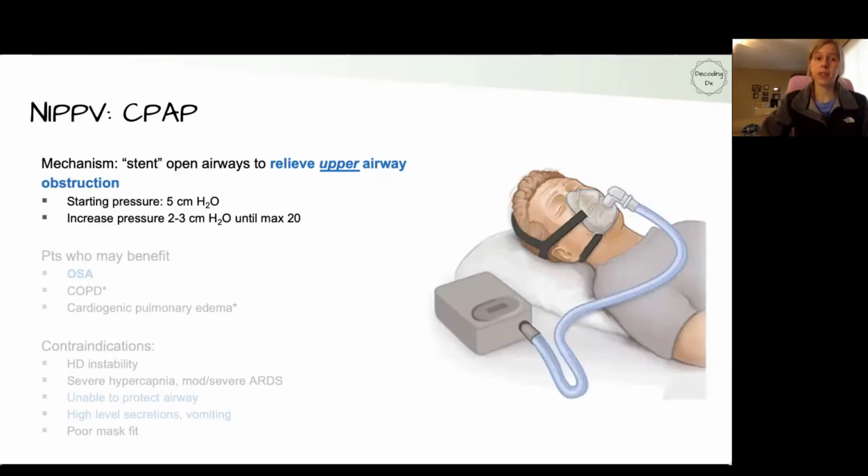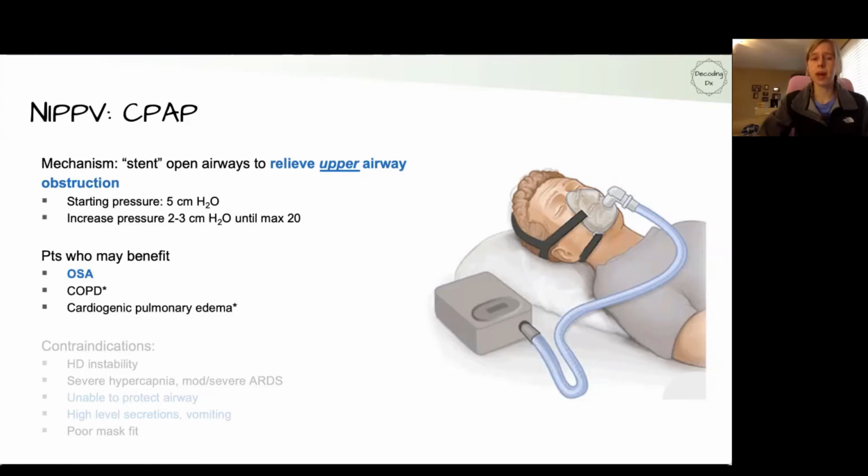There are 2 types of non-invasive, CPAP or BiPAP. CPAP is able to stent open airways to relieve upper airway obstruction. CPAP has a constant continuous pressure. Starting pressure is typically about 5 centimeters of water, and you can increase that pressure by a few intervals to a max of about 20. Which pressure setting the patient needs is typically determined based on a sleep study.